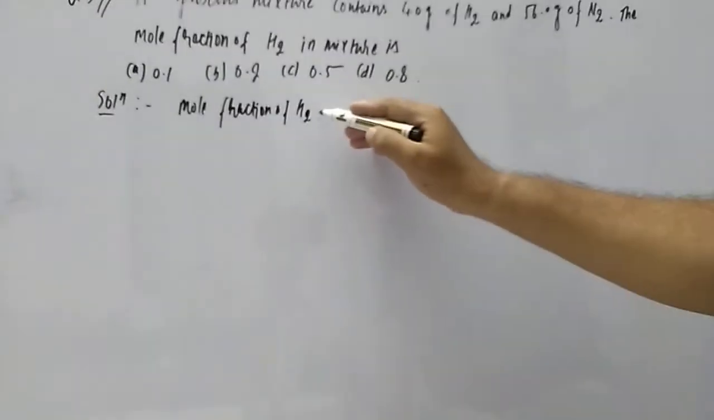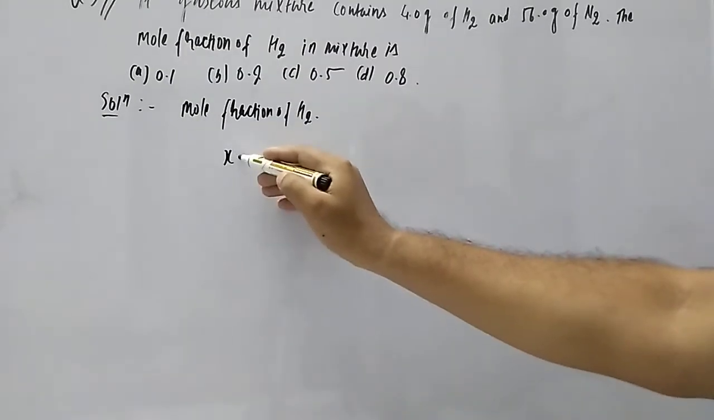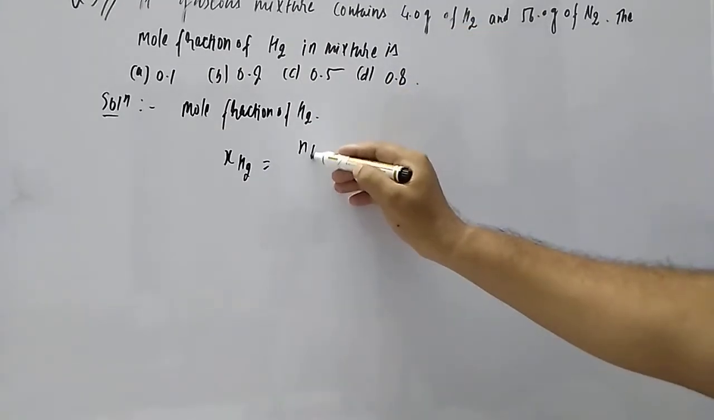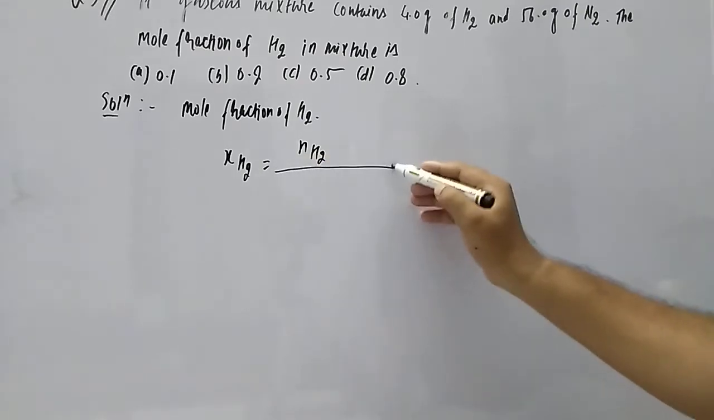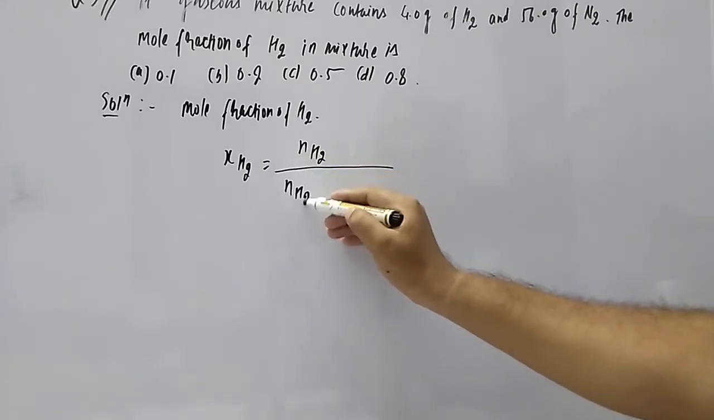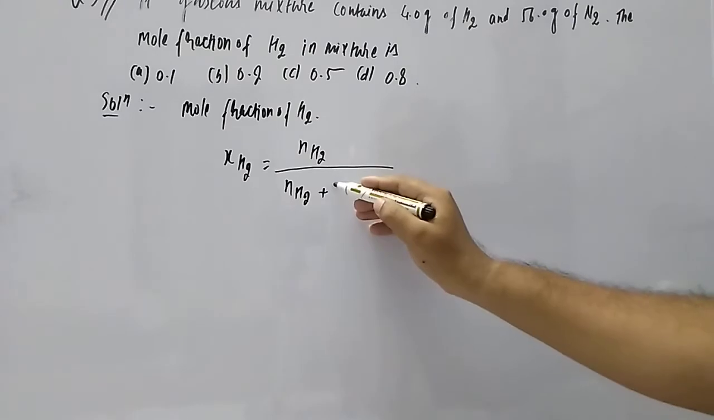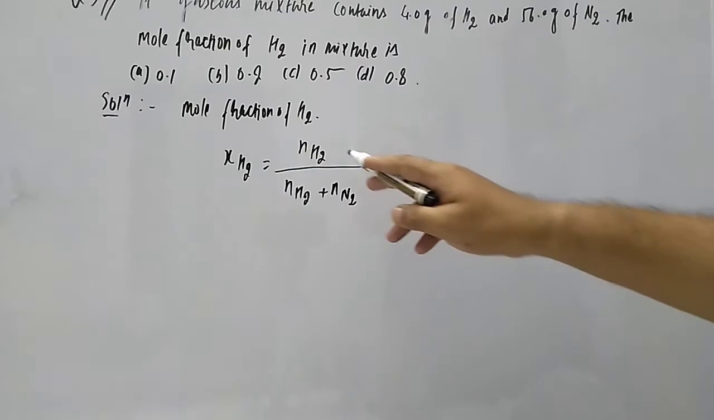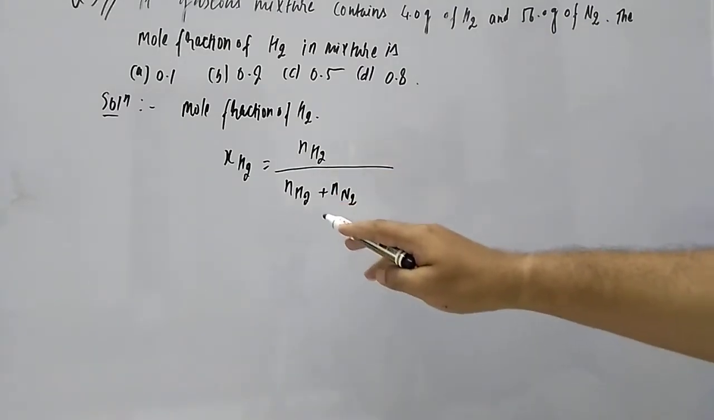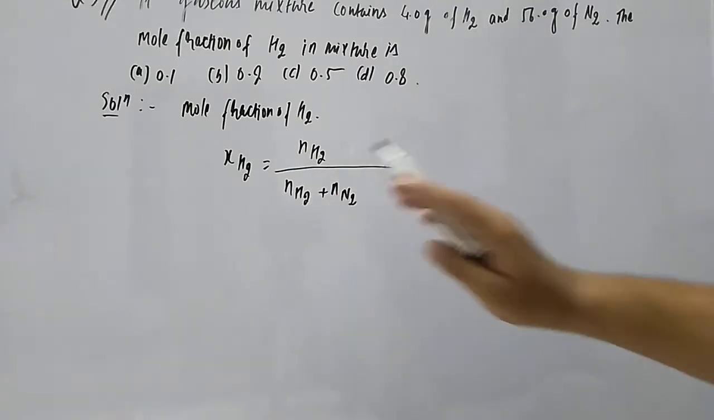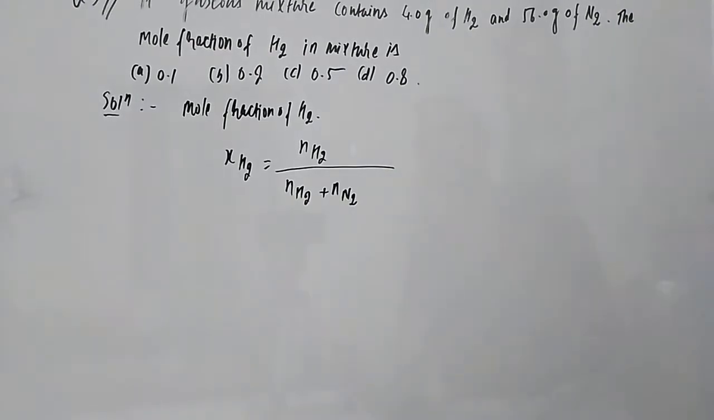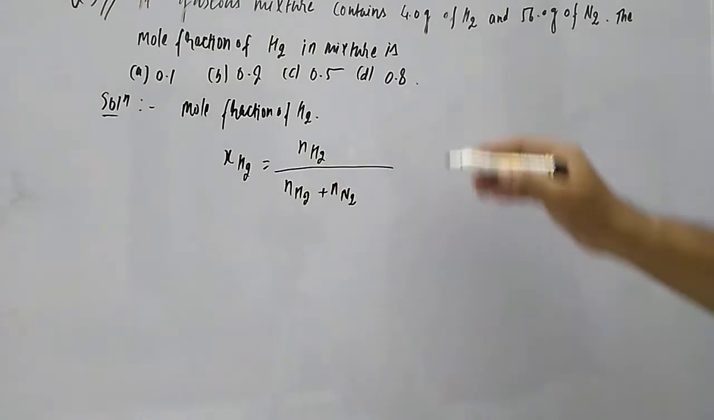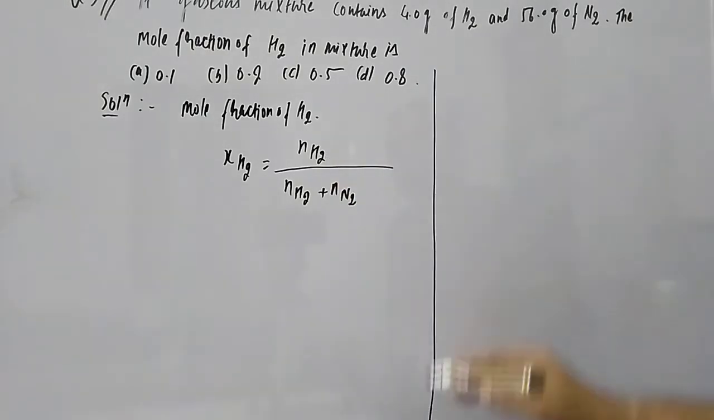So how to calculate the mole fraction of H2, student? Here I am writing X of H2 is equal to N of H2, the number of moles of H2, divided by total moles. Total moles means N of H2 plus N of N2. First of all we should know the number of moles of H2 and the number of moles of N2.